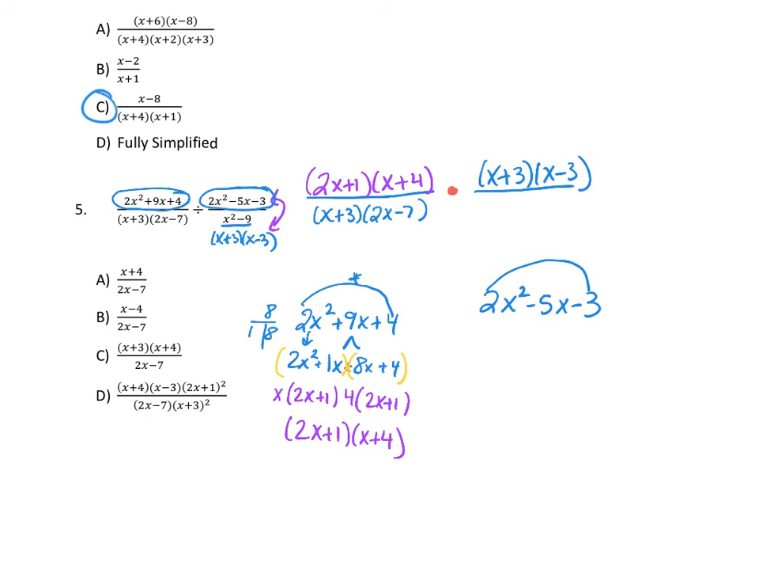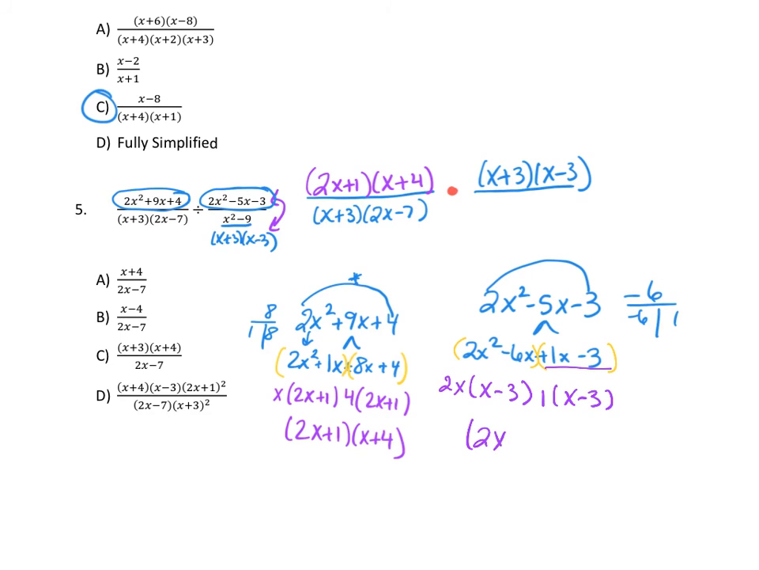So 2 times negative 3 is negative 6, but it's got to add to negative 5. So that's going to be negative 6 and 1. So I'm going to split my middle: negative 6x plus 1x. Bring down the last term, bring down the first term. Now we're going to factor by grouping. So I'm going to take out 2x and I'm going to get x minus 3. And then my GCF of the second one is just going to be a 1. So this will factor into 2x plus 1, x minus 3.